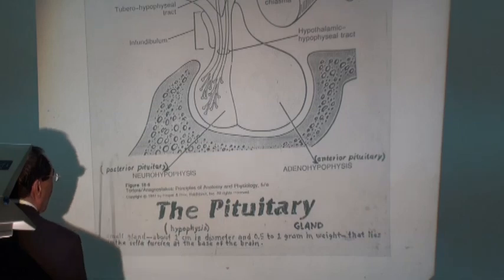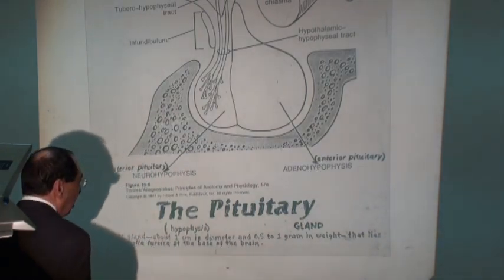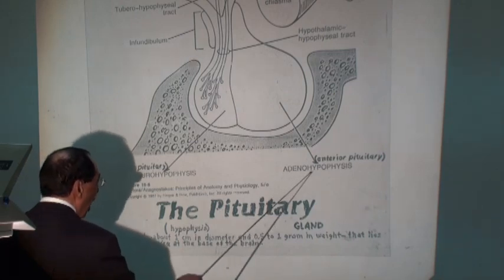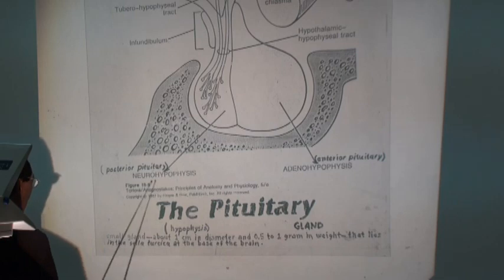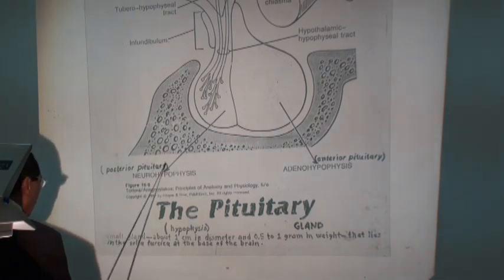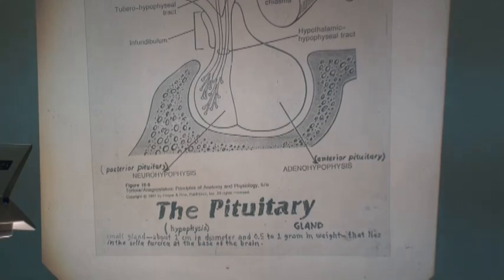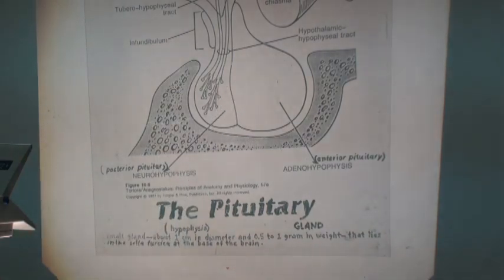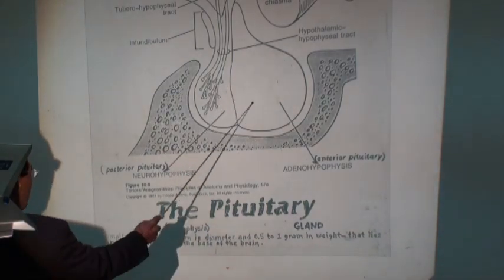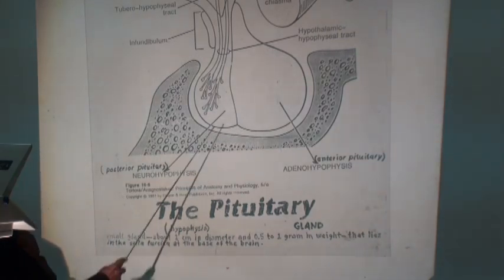The pituitary gland is composed of two parts or two glands: the anterior pituitary gland or adenohypophysis, and the second part, the posterior pituitary gland or neurohypophysis. These two parts are different in their embryology, histology, and physiology.